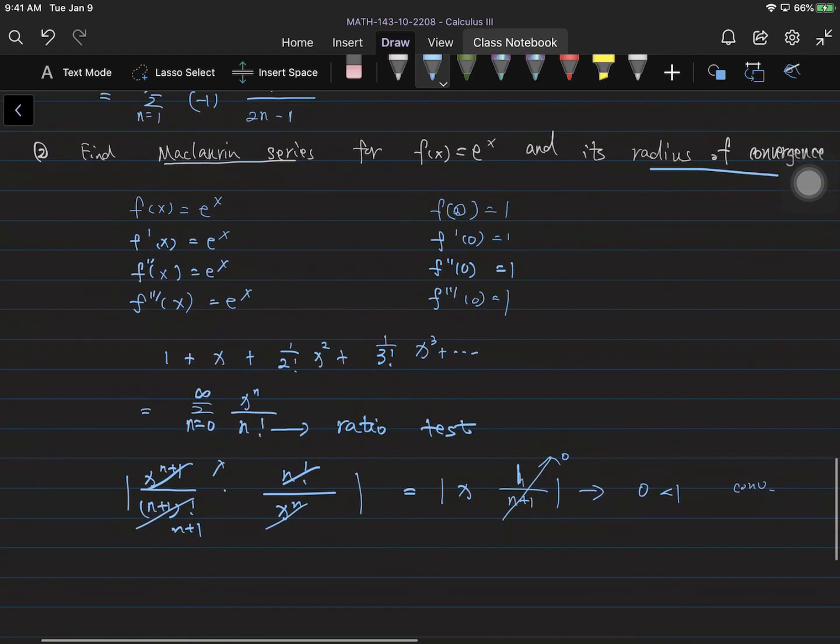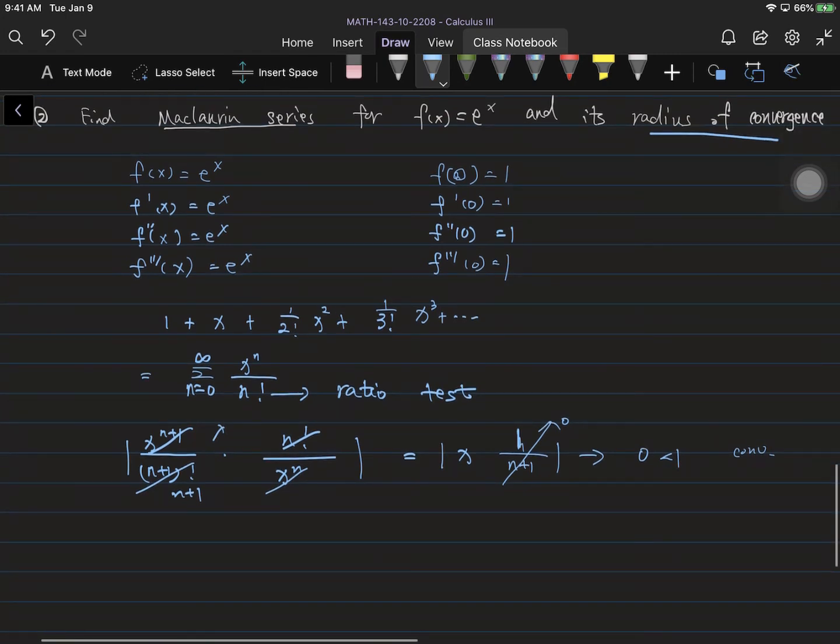So what's the radius of convergence? Let's see. For all x, the series converges, right? In this case, if we want to draw a number line, something like this, for all x it converges, so where is our R? R should be infinity. Is that right? So that's the radius of convergence.